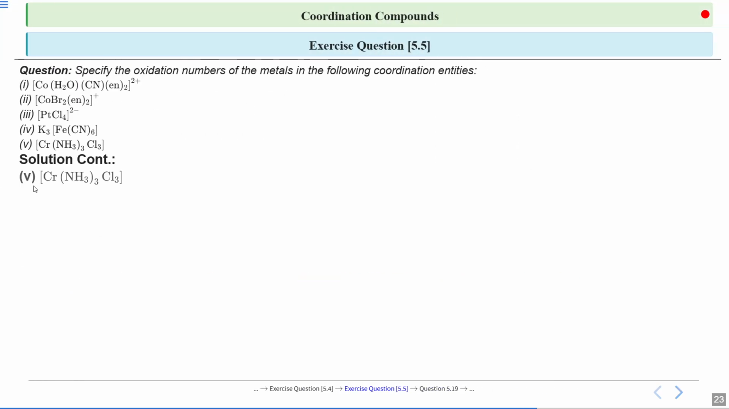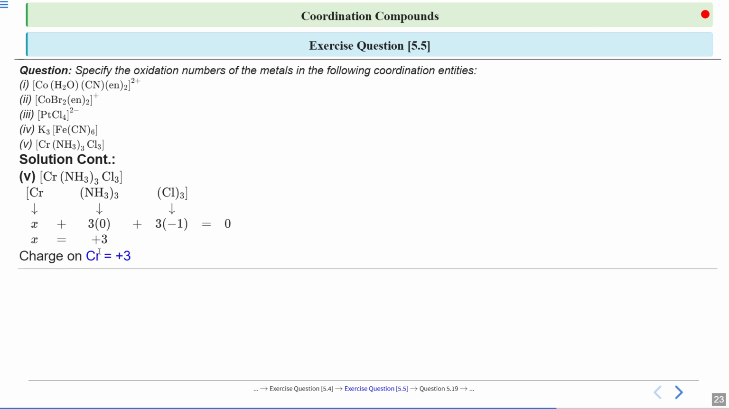Lastly, the fifth entity, [Cr(NH3)3Cl3], we have X for chromium, plus ammonia is a neutral ligand, so 3 times 0, plus chlorine is an anionic ligand having negative charge, so 3 times -1, equals the overall charge of the complex, which is 0. So X minus 3 equals 0, that means X equals +3. That means the oxidation number of chromium here is +3. So this is how you can calculate the oxidation number for the metal ion present in each of these given coordination entities.